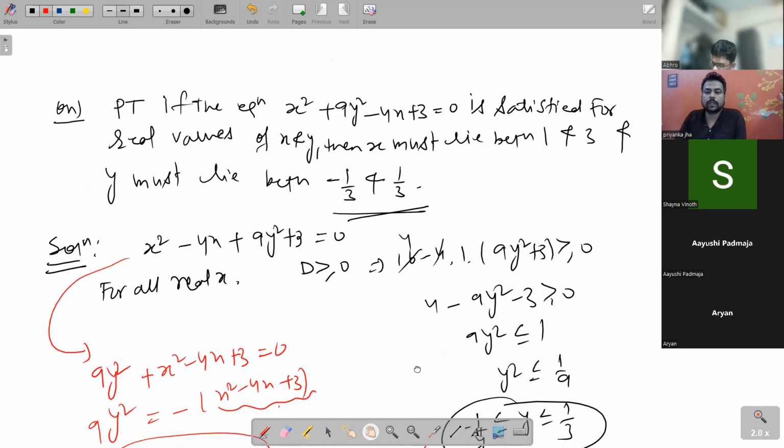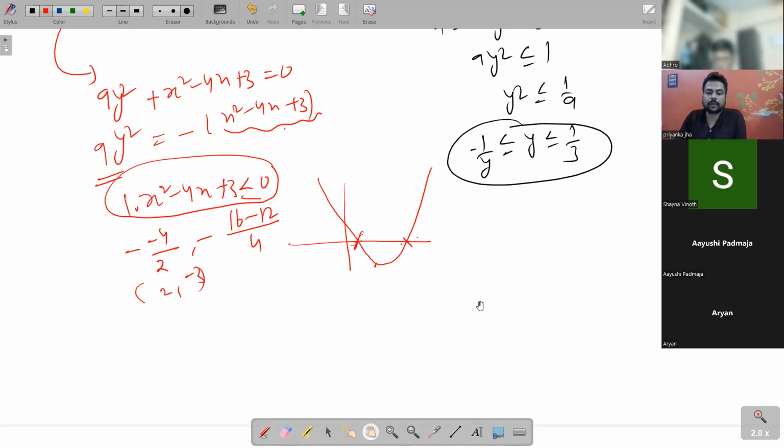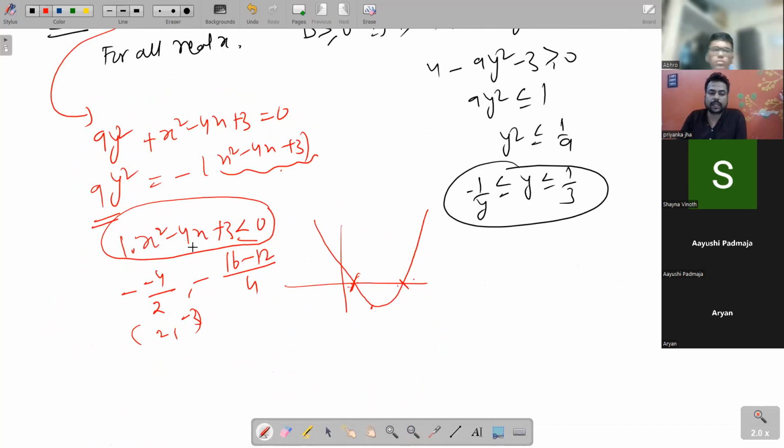So what is the question? X must satisfy between 1 and 3. Okay. So if you factorize x squared minus 4x plus 3, this is equal to 0, so x will be 1 and 3. So between 1 and 3 only, this quadratic will be negative, below the x-axis. Then only it will be negative, right?